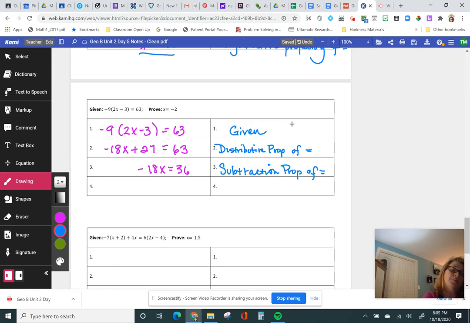And I still need to get x by itself, so I need to get rid of that negative 18. I'm going to do it by division. All right. x equals negative 2. That's what we were supposed to do. That's perfect. That's what we were supposed to prove. And this was that division property of equality.